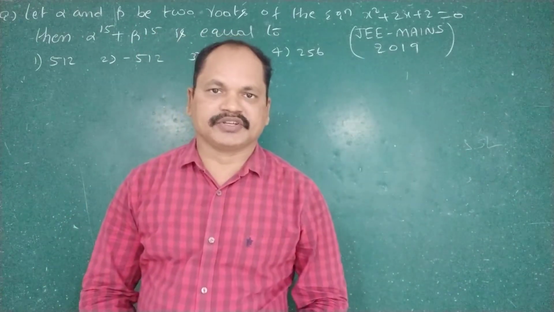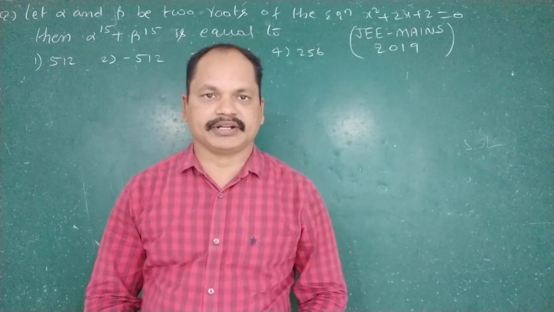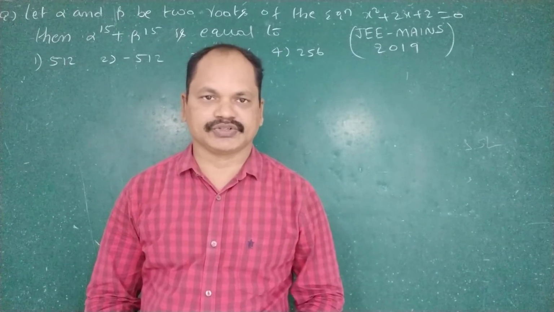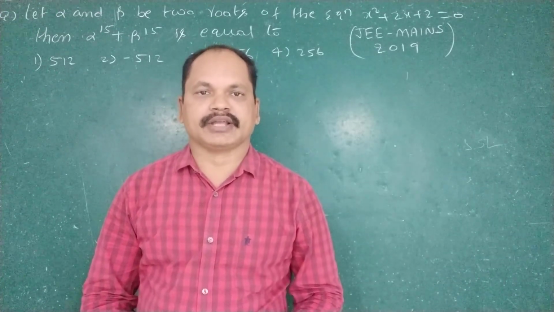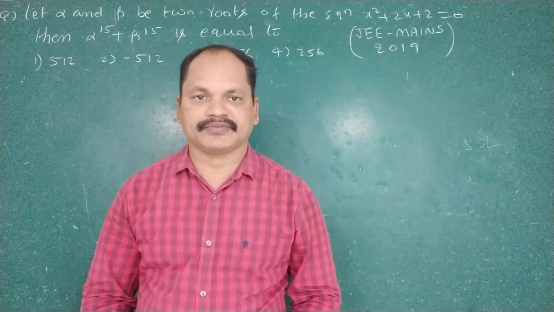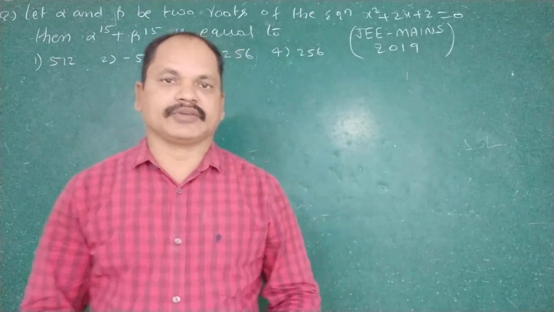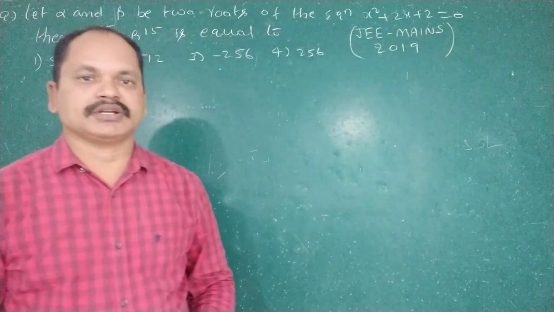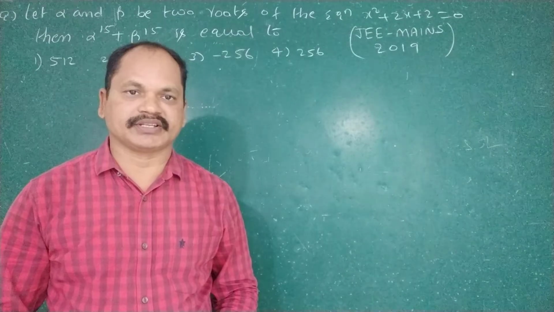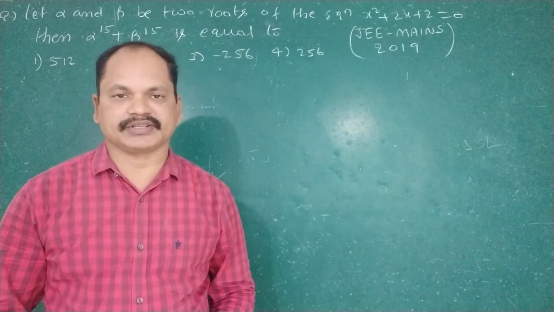Dear students, observe the question. Let alpha and beta be two roots of the equation x square plus 2x plus 2 is equal to 0. Then alpha power 15 plus beta power 15 is equal to: first option 512, second option minus 512, third option minus 256, and fourth option 256.